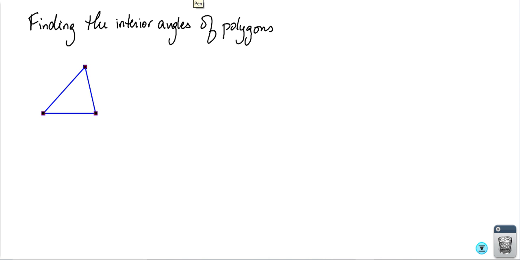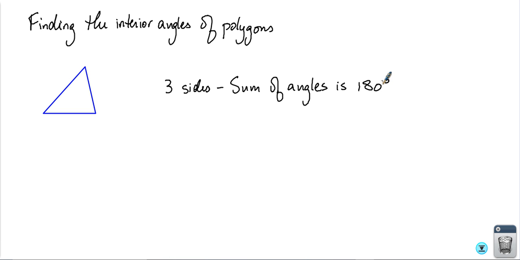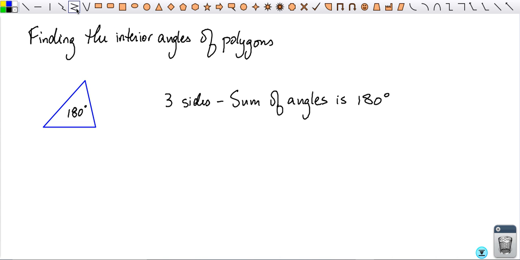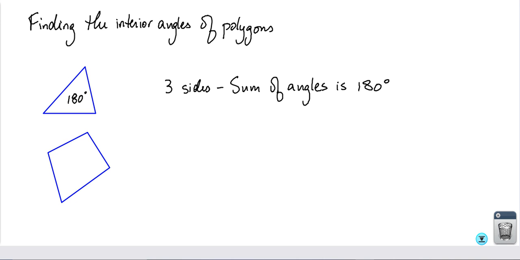We know that a triangle has three sides, three angles, and the sum of angles, we have proven this, is 180 degrees. So a triangle's interior angles add up to 180 degrees. That's something we have already seen, we have already proven. Now let's go for another shape. This time it's a quadrilateral. A quadrilateral has four sides.